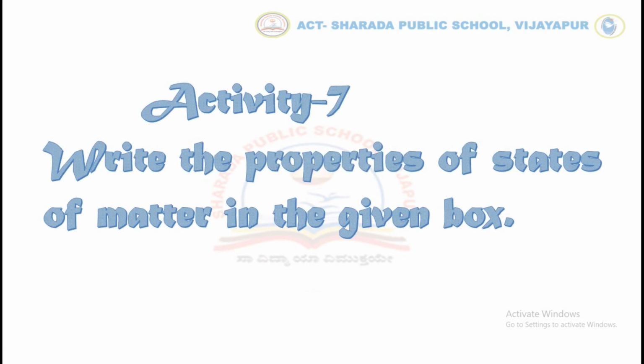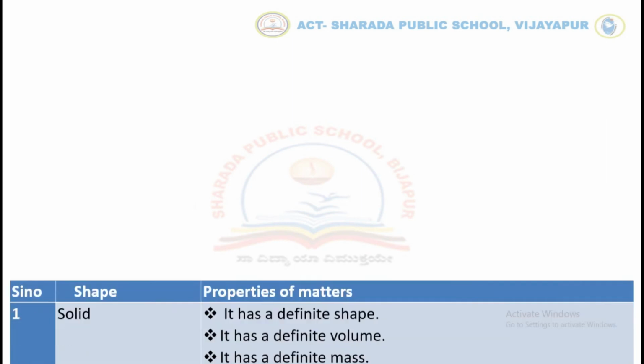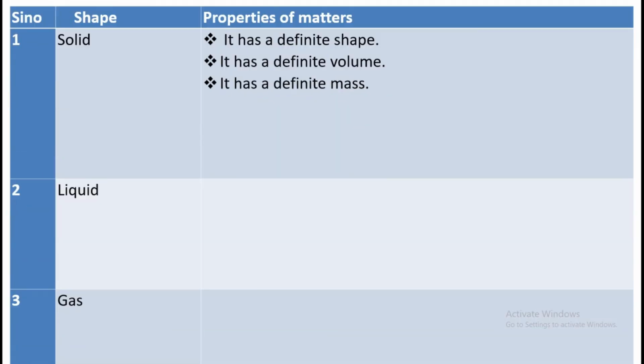Activity number 7. Write the properties of states of matter in the given box. Dear children, I have written about solid. You have to complete liquid and gas.